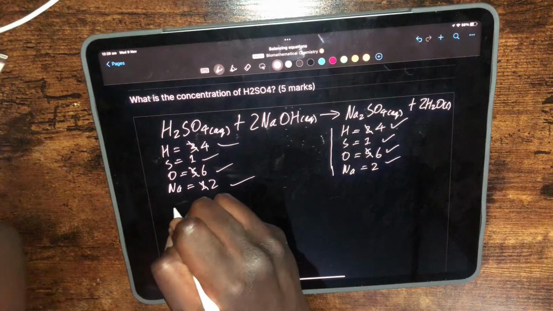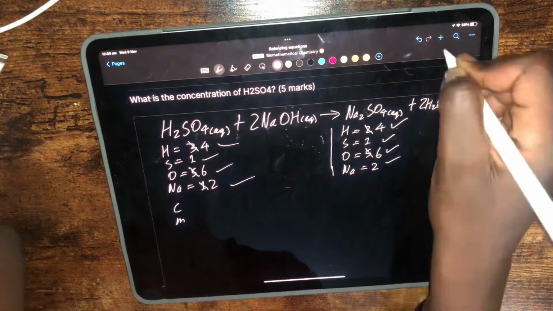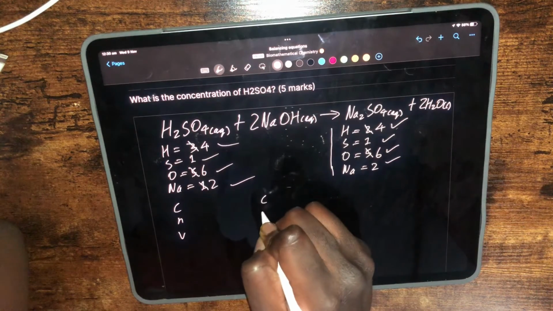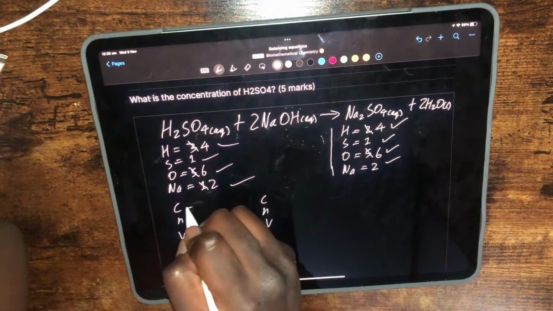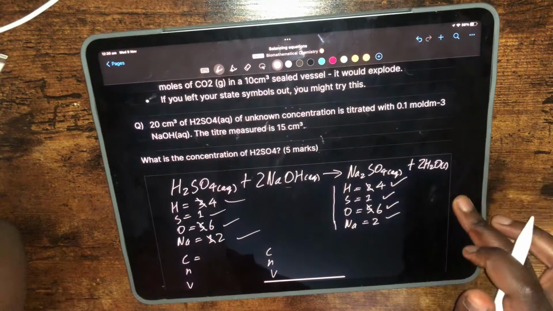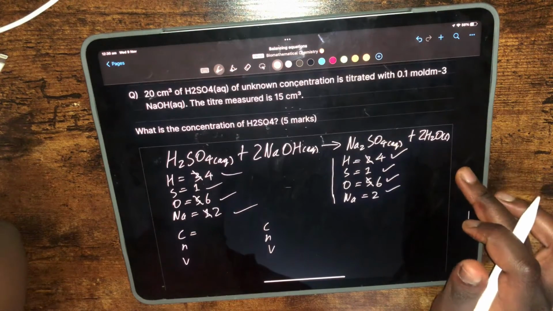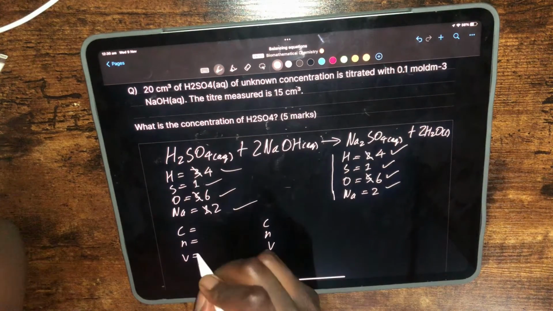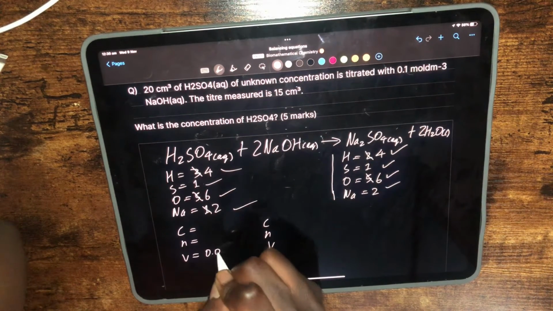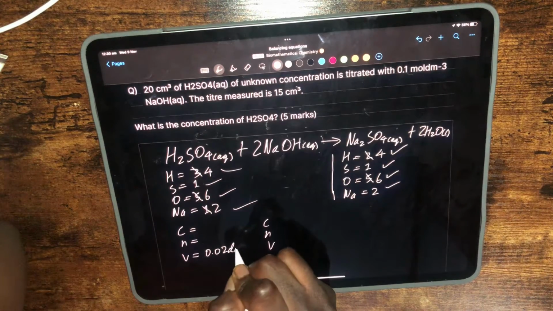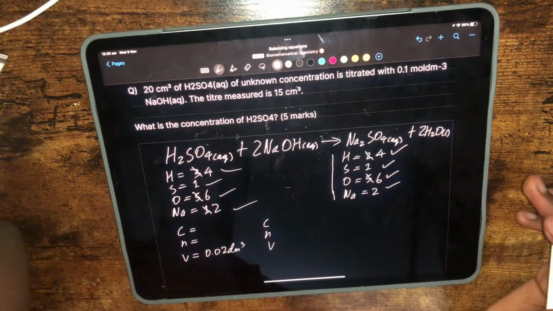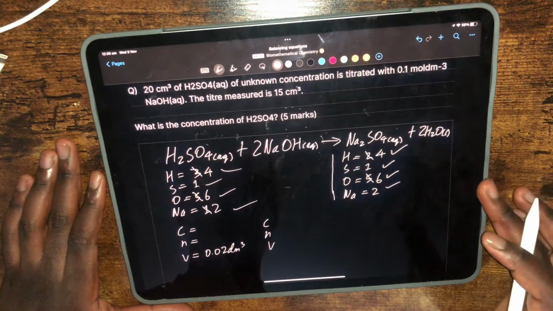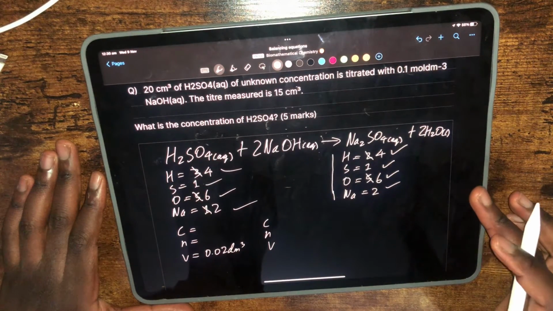Alright, what I'd write down now is the concentration, the moles, and the volume. Concentration, moles, volume. They haven't given you the concentration. No, that's what we're trying to find out. Moles we don't know, but we do know the volume. The volume is 0.02 decimeters cubed, or 20 centimeters cubed. But you're going to use decimeters cubed, so divide that by 1,000 to get 0.02 decimeters cubed.